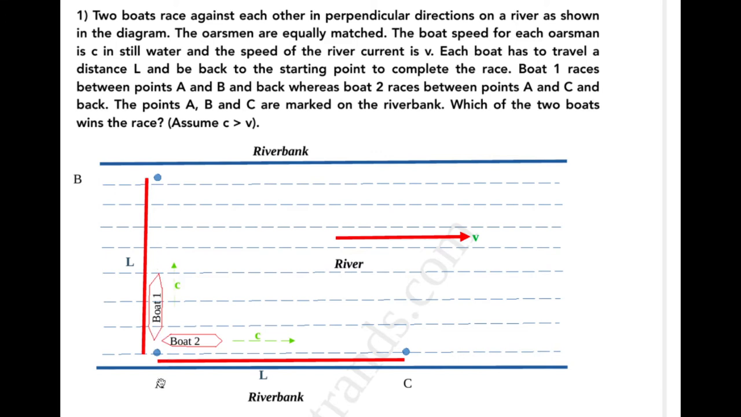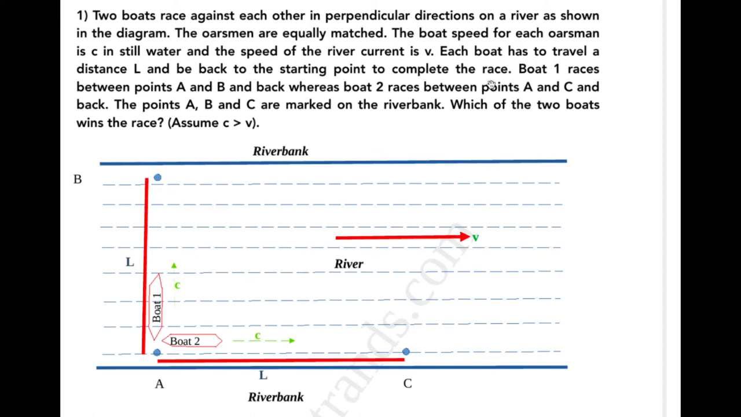So there are points that are marked on the river bank, A, B, C. And then boat one is going to race between points A and B and back. There is a distance L between these two points, A and B. And boat two is going to race between points A and C, which also is again separated by a distance of L. And the river flows with a current V here. You can see that from the diagram as well.